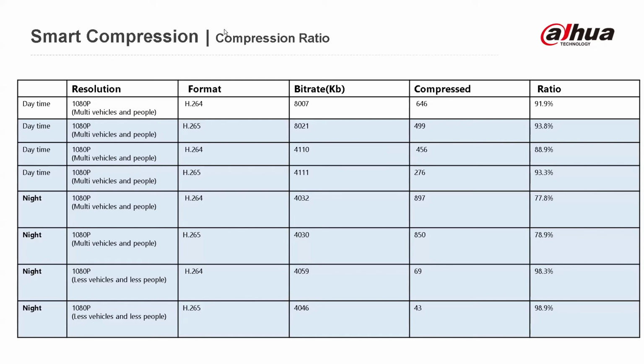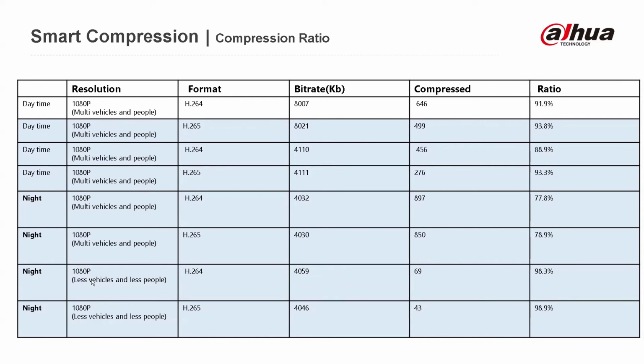Okay, so sorry about that. We are doing an analysis on bandwidth compression, looking at daytime 2 megapixel on multi-lens, multiple vehicles and people. So look at this. H.264 is 8 Mbps. Then we compress it. It becomes 646 kbps. Then that compression ratio is like 91%. Multi-vehicle and people H.265, 8021 kbps. We compress it to 499.